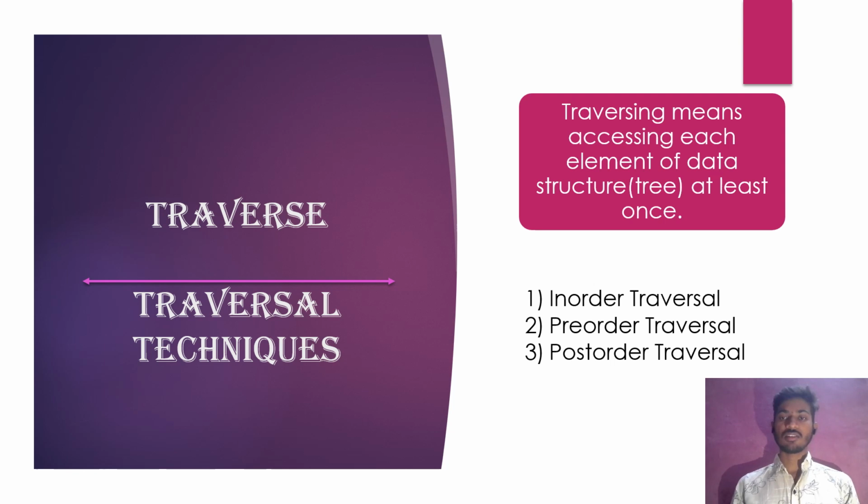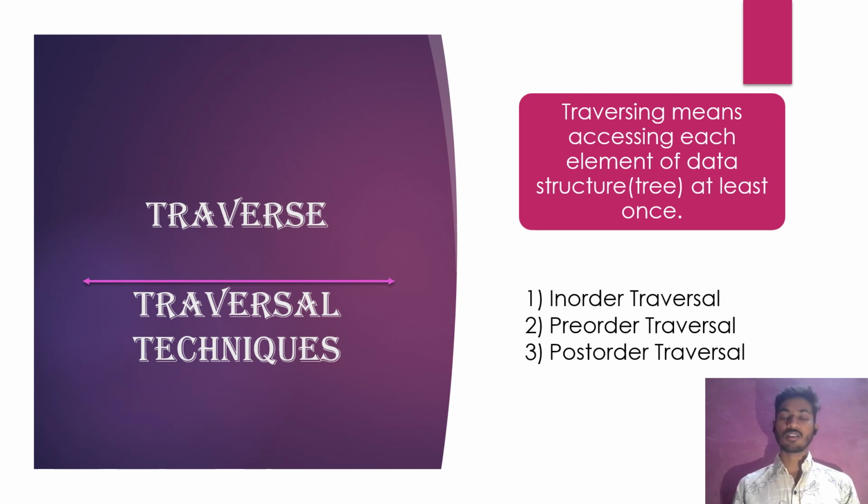Traversing means accessing each element of the data structure. In this we are using tree data structure, so accessing each element of the tree data structure at least once is called traversing. Traversing is of 3 types: in-order traversal, pre-order traversal and post-order traversal.